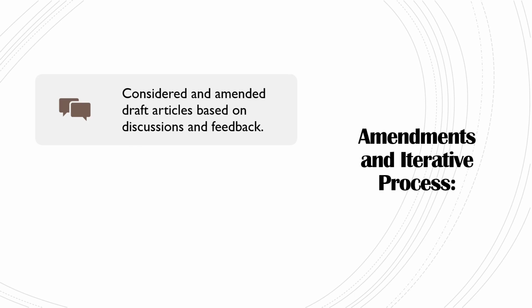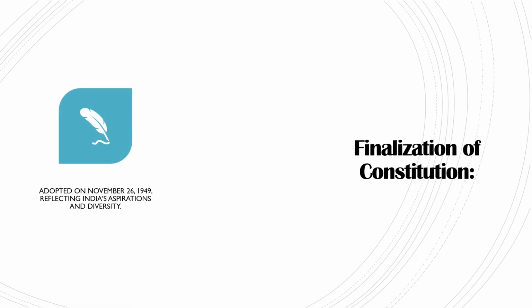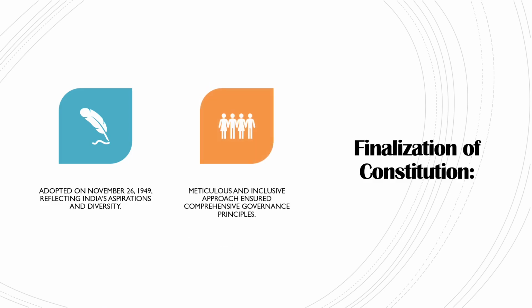Following these debates, the Assembly considered and amended draft articles. This iterative process involved incorporating feedback, resolving differences, and refining the language and structure of the articles to achieve consensus. The culmination of this extensive process was the finalization and adoption of the Constitution on November 26, 1949. The Assembly's meticulous and inclusive approach ensured that the Constitution reflected the aspirations and needs of a diverse and newly independent India.